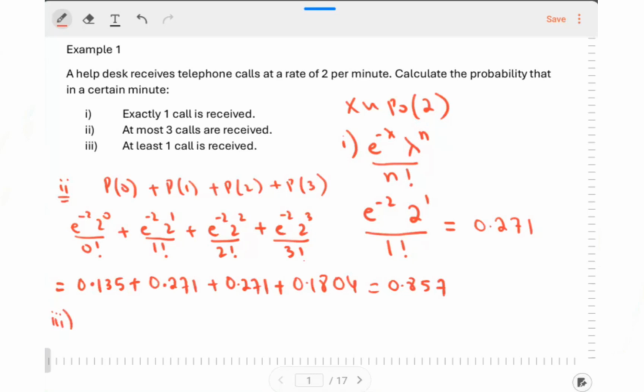At least one call is received. At least one call means 1 or more than 1. That means 1 minus probability of 0. So 1 minus probability of 0, which is 0.135, gives 0.865.